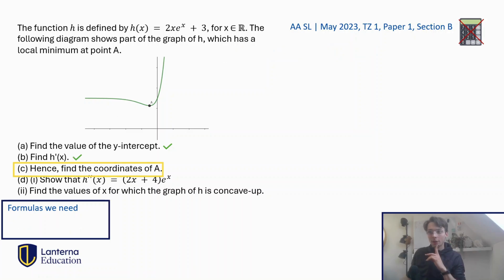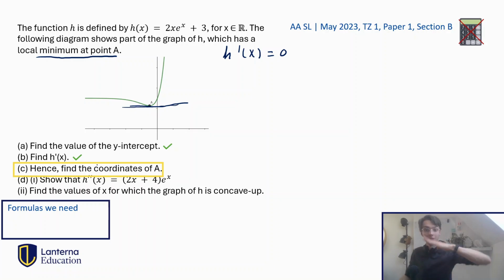Hence, find the coordinates of A. What is A? That's a local minimum. Like before, what does a minimum mean? That just means that h dash x at that point is 0. Quick reminder, what does h dash even mean? That's the gradient of the tangent. If I draw a tangent right here, it'll be a semi-straight line because I'm not so good at drawing. But you can see the gradient of the tangent at A is 0, meaning it doesn't tilt in any way, hence it's a minimum. So h dash x is 0.